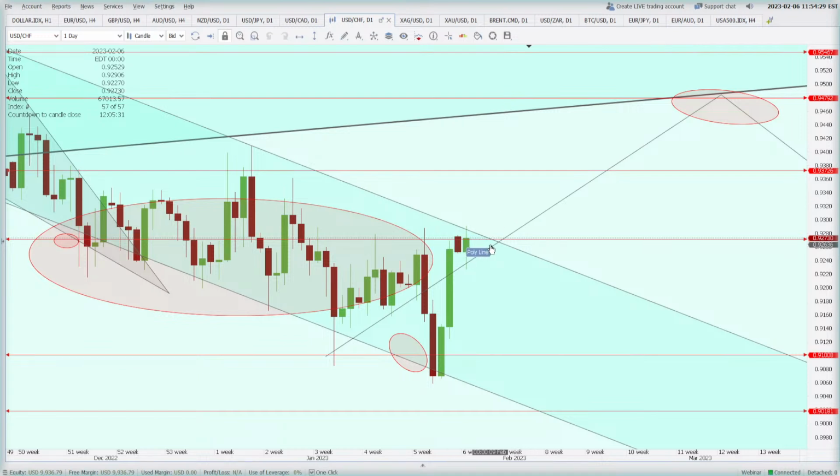If it is strong enough to go up, it will definitely close above 0.9271, but if it fails to close above, then it will be going towards 0.9100. Now looking at the dollar's current price action, dollar index, I think it is going to go towards 0.9372.